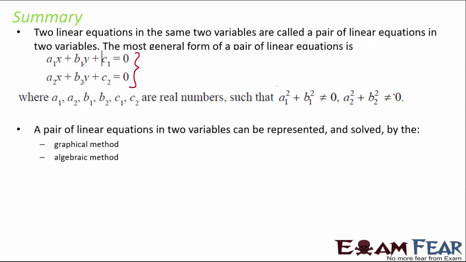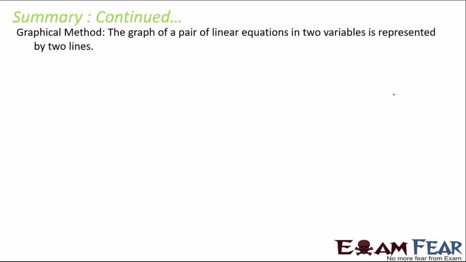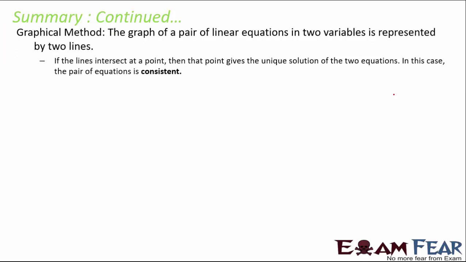Now a pair of linear equations can be represented and solved both by graphical method as well as algebraic method. I will not get into the detail, I'll just quickly go through the methods. If you talk about the graphical method, a pair of equations is represented by 2 lines, 1 line for each equation. If the lines intersect at a point, that means the set of equations gives a unique solution. That is why those two lines intersect at a specific point. In such a case, we say that the pair of equations is consistent.